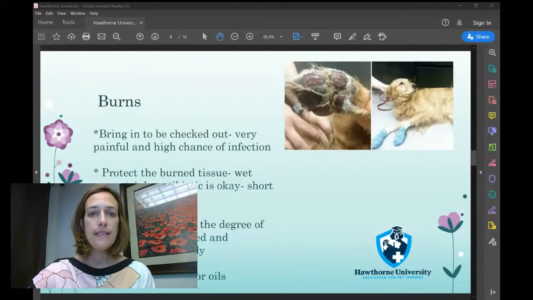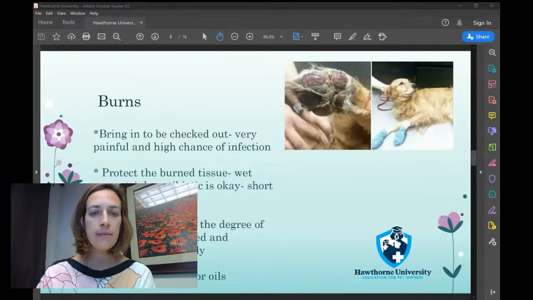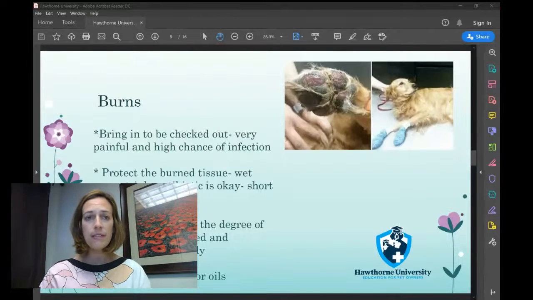All right, so the next thing that we're going to talk about is burns. So this is an unfortunate part sometimes of our summertime. Burns can come from fireworks. We've seen that happen where the firework falls over and animals, people alike, can get burned.